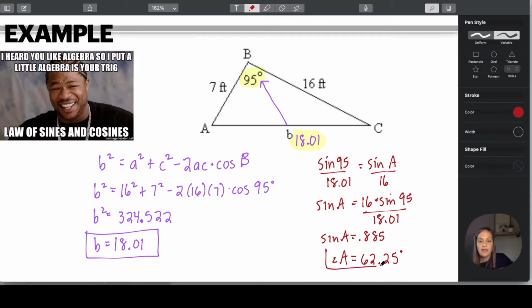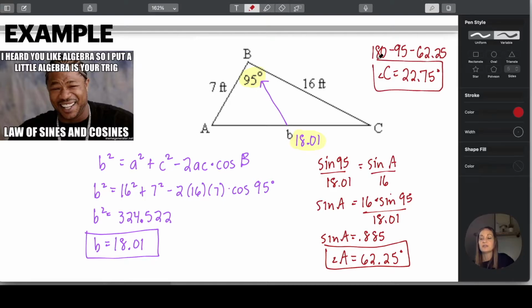Now that you know angle A, the last thing we need to find is angle C. We already know angle B, and now we know angle A. So we can find angle C by subtracting angle B and angle A from 180 degrees. Angle C is 22.75 degrees. And now we have found all the sides and all the angles. We know angle A, angle B, angle C. We know little a is 16, little c is 7, and little b is 18.01.